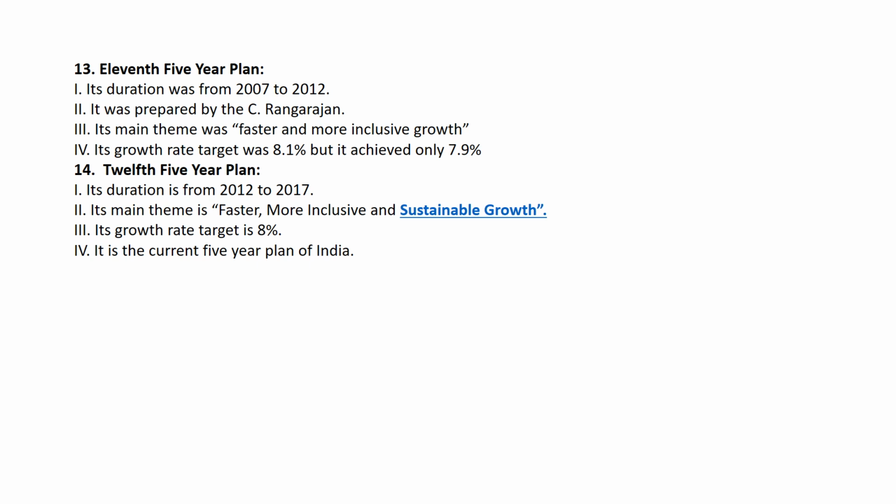So here with this topic, I would like to say that maybe the 5-year plans have ended and have been converted into Niti Aayog, but this topic will give you an idea on how the economic strategy of the country has been made through 5-year plans.